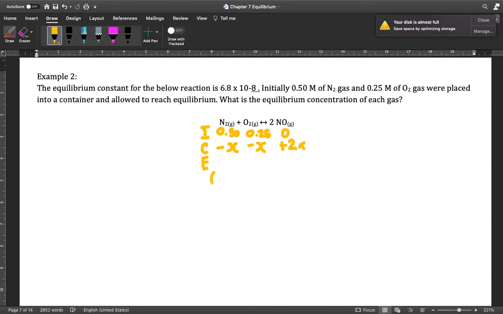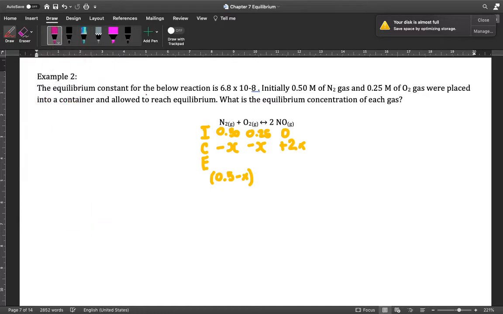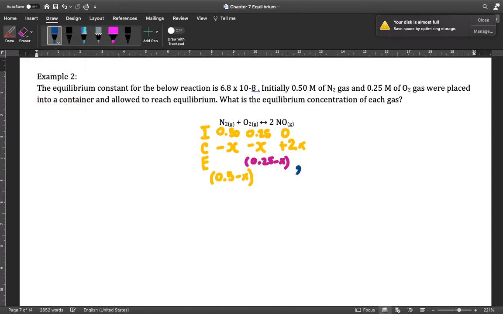I'm going to write this at the bottom just to give me a little bit more space. For N2, I have 0.5 minus X. For O2, just so that we're keeping things separate, I'm going to change my color. I have 0.25 minus X. And for NO, I have 2X. Okay, so I've got three different expressions for the concentration for each of these entities.